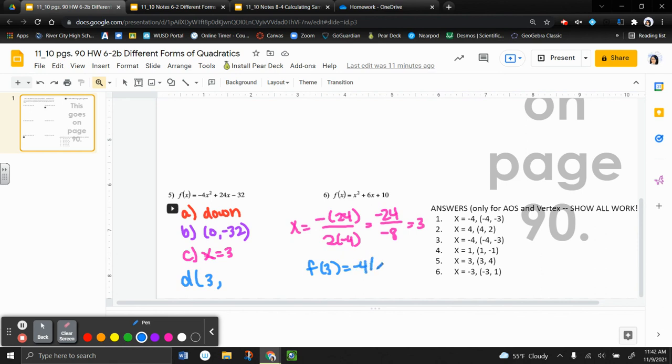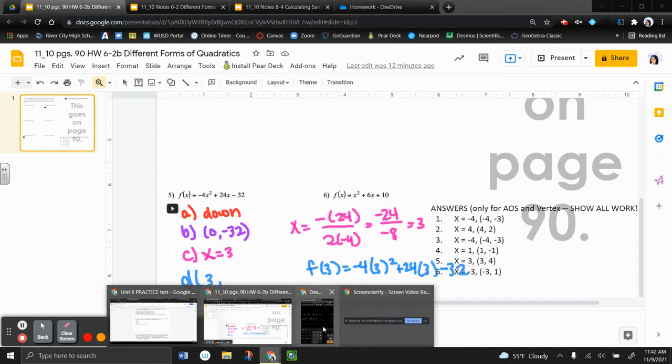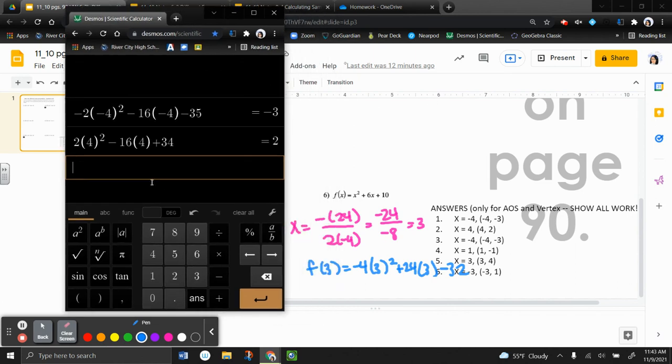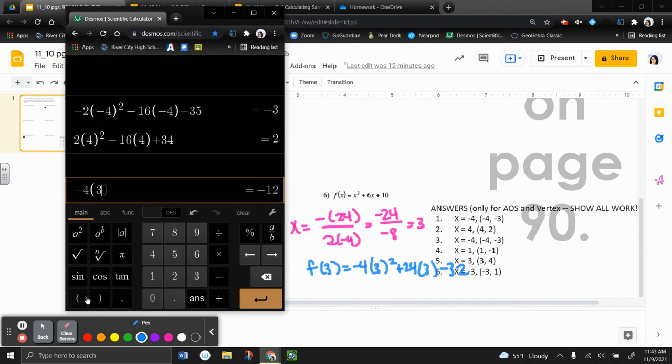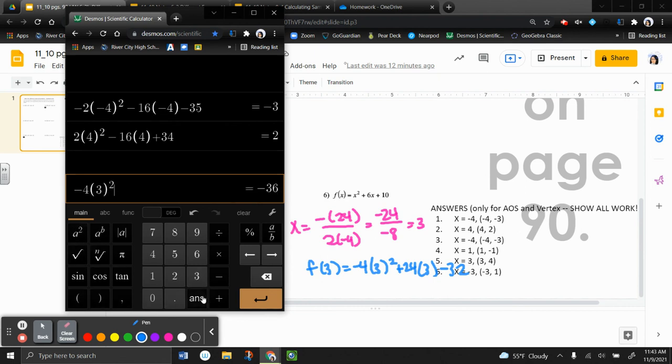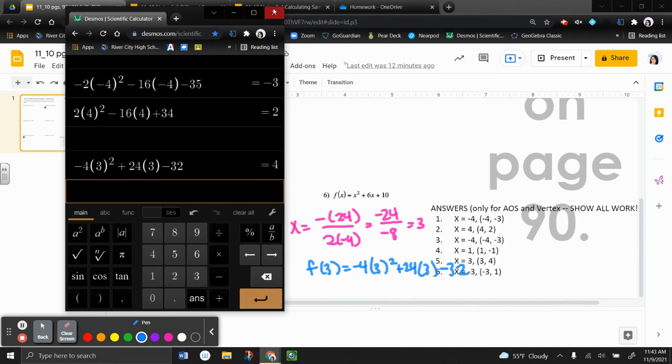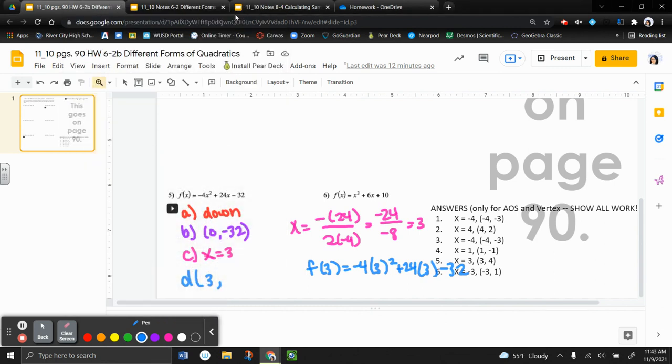So negative 4 times 3 squared plus 24 times 3 minus 32. Sorry, I'm getting a little sloppy here. So negative 4 times 3 squared plus 24 times 3 minus 32. So I get 4. So the y value of my vertex is going to be 4.